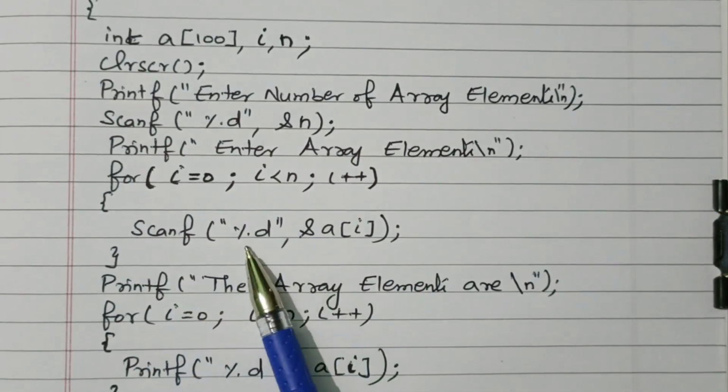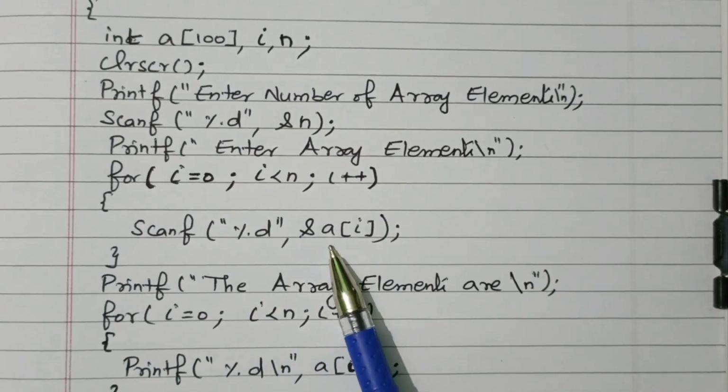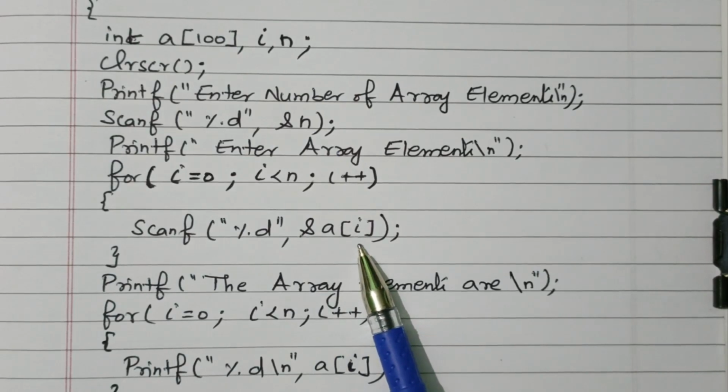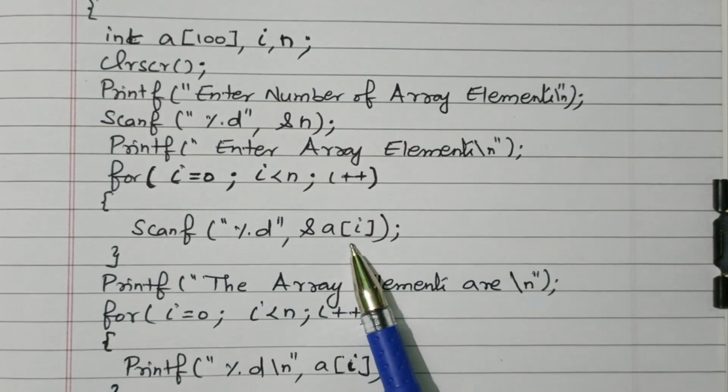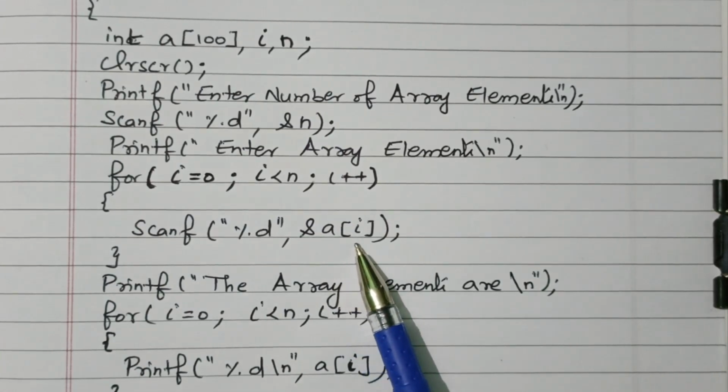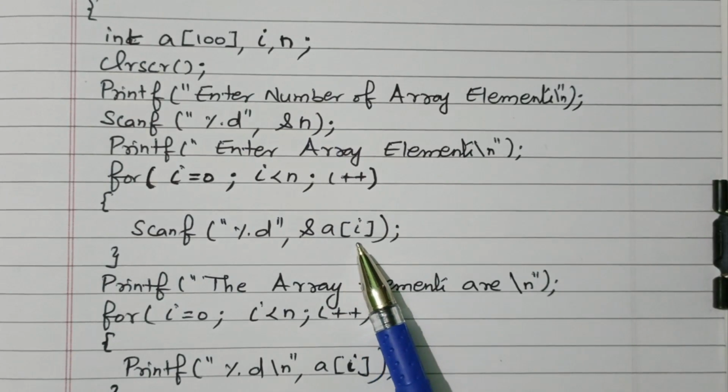So scanf("%d", &a[i]), the address of a[i]. What is the value of i? Initially 0. So the first number the user enters is stored in a[0]. Then incremented, a[1]: the second element is stored in a[1]. Third element stored in a[2], fourth element in a[3], fifth element in a[4].